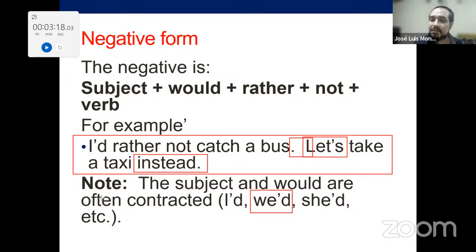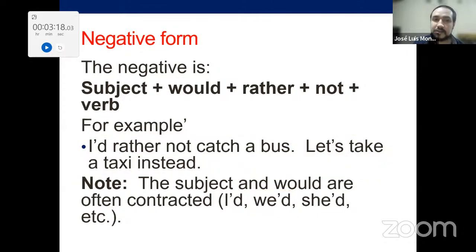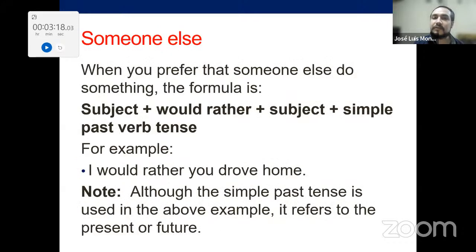There you go. So this is negative. Again, it's not new. It's not too different, right? It's the same. You only add not. All right, I'd rather not. He'd rather not. She'd rather not. They'd rather not. We'd rather not. Okay, that's it. And you still use the base verb. All right, now let's go back because again, this is a little bit different.